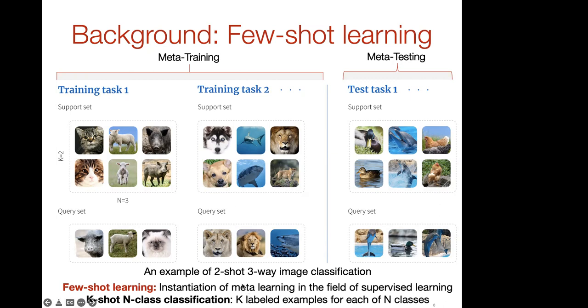What does that mean? That means we have a situation where we need to train a classifier, in this case an image classifier, and that image classifier will need to distinguish between three classes. For each class, it has just two shots, two labeled examples. The way few-shot learning makes it possible to train a classifier that can distinguish between images of different classes, having seen just two images for each class, is through a specific training strategy that has two phases. The first phase is the meta-training phase.